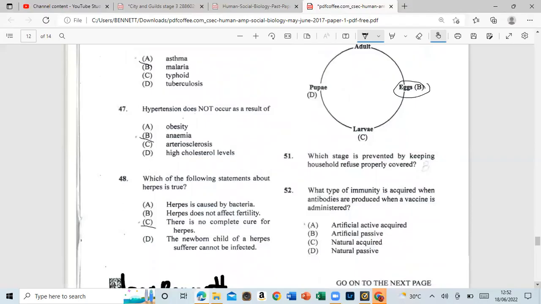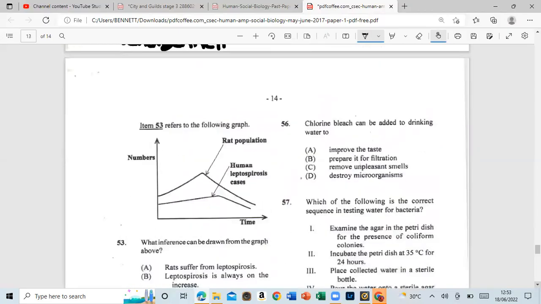52. What type of immunity is acquired when antibodies are produced when a vaccine is administered? A. Artificial active acquired. B. Artificial passive. C. Natural acquired. Or D. Natural passive. Type in the answer for that, guys. That is A. Artificial active acquired. So let's move on to 53.